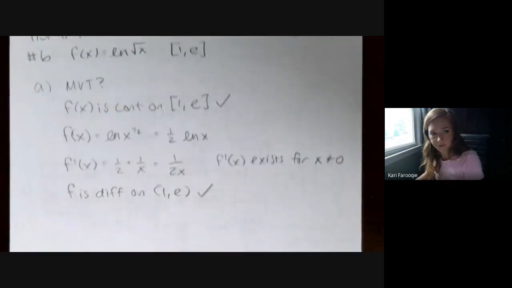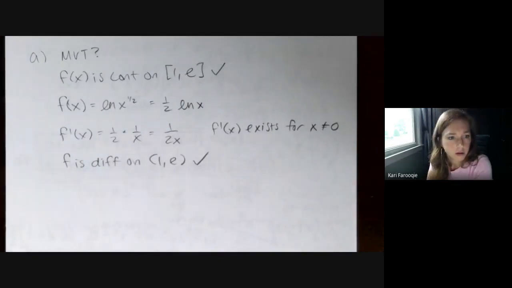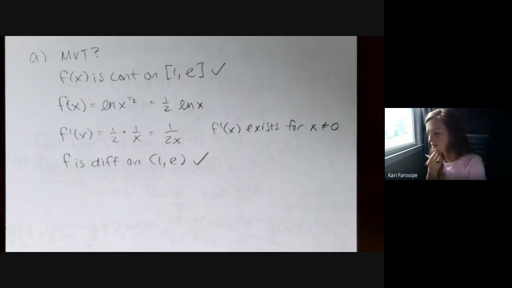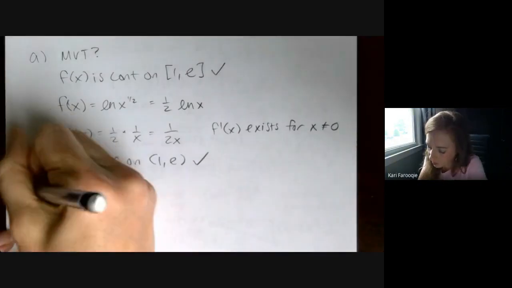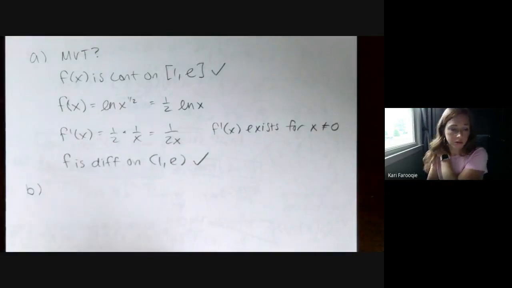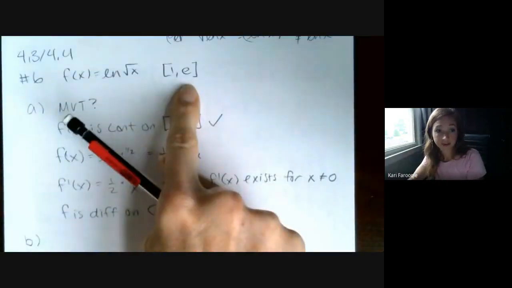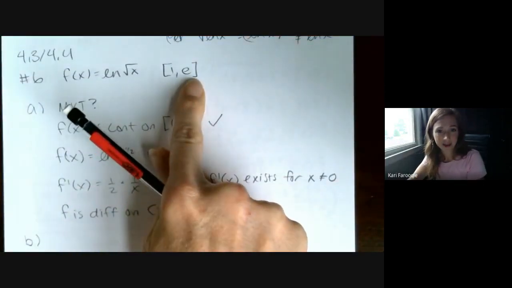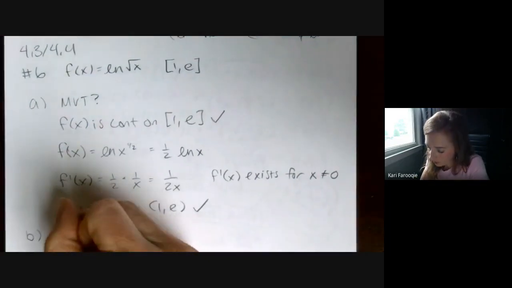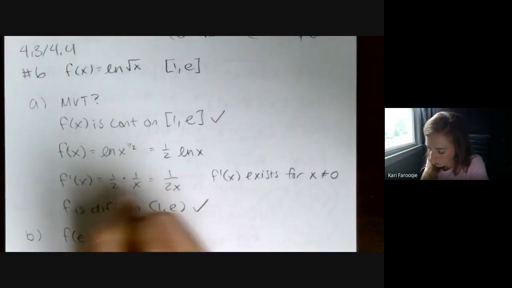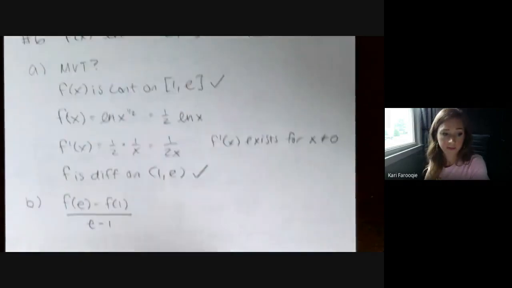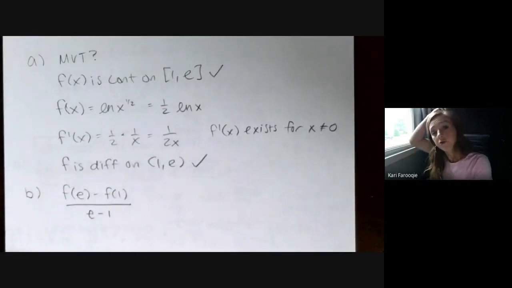And then part B, find the numbers guaranteed by the mean value theorem. This seemed like a place where people were getting stuck. So when you're using the mean value theorem, remember you're not taking the derivative and setting it equal to 0. You're taking the derivative and setting it equal to the slope of the secant line from A to B, which in our case is from 1 to e. So what you're looking for here for B is f of e minus f of 1 divided by e minus 1. And this will give you the slope of the secant line from 1 to e.